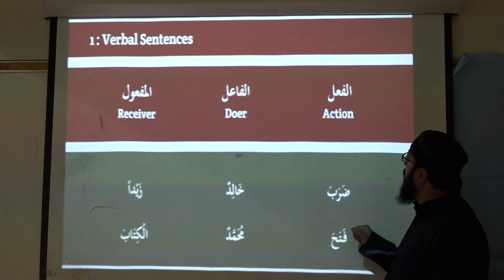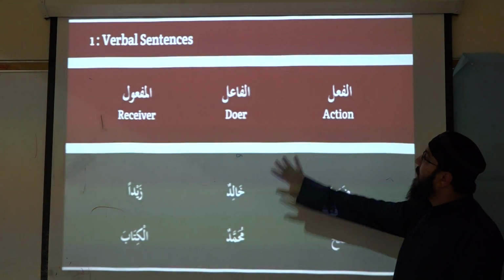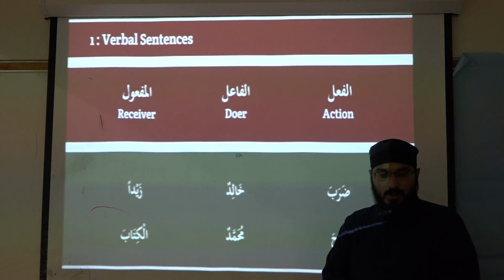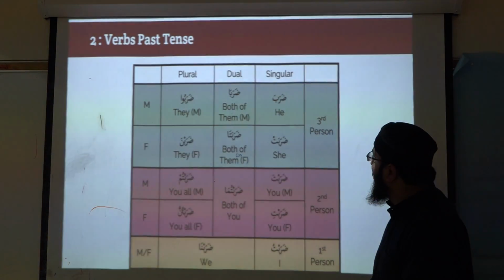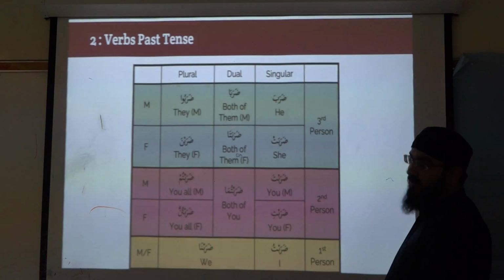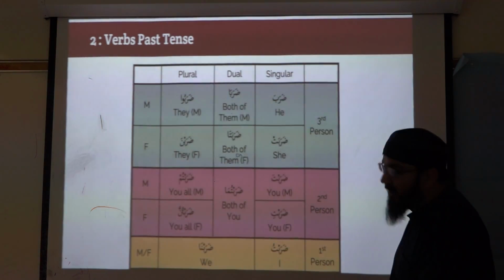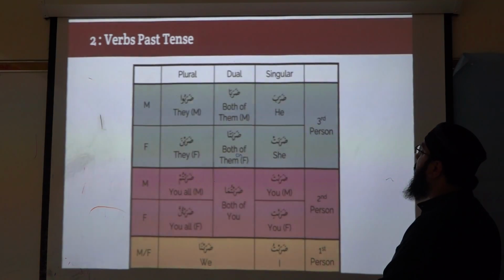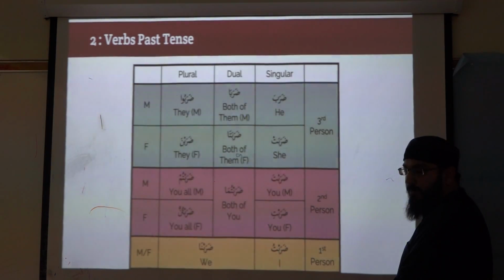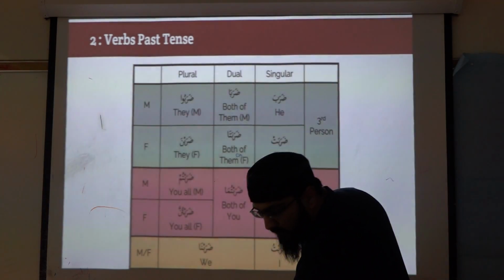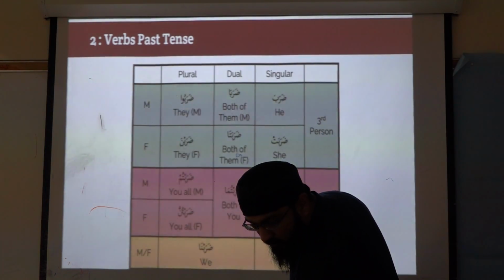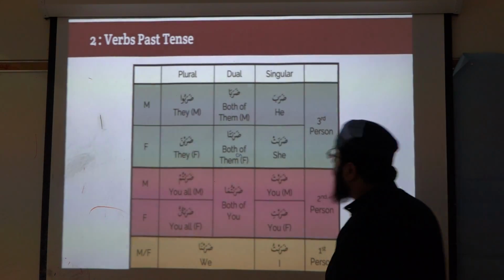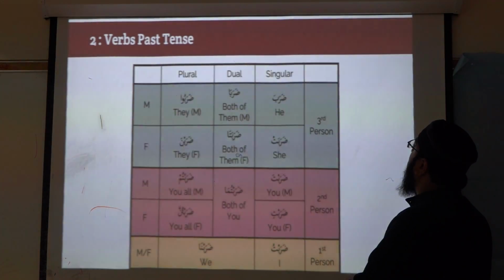No? Okay. Now that we've introduced verbal sentences, time to ruin your life. Another chart. Another chart. Okay. And we had to memorize this as well. Here you see verbs, past tense.